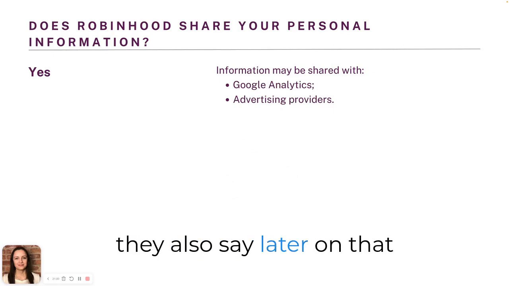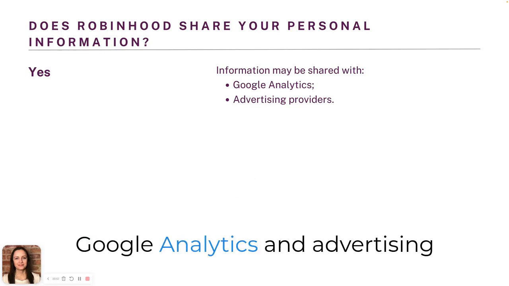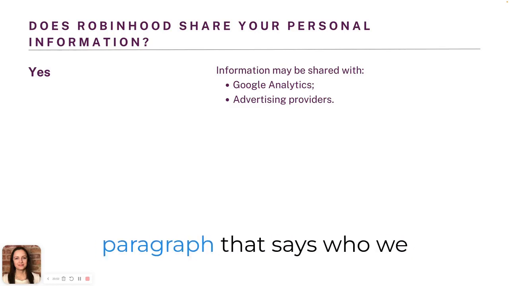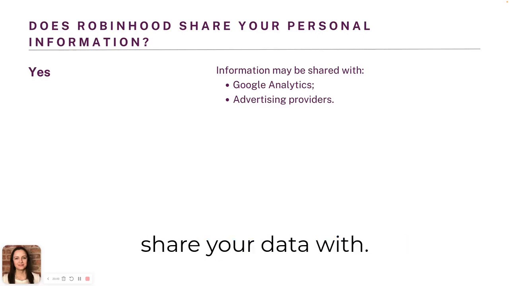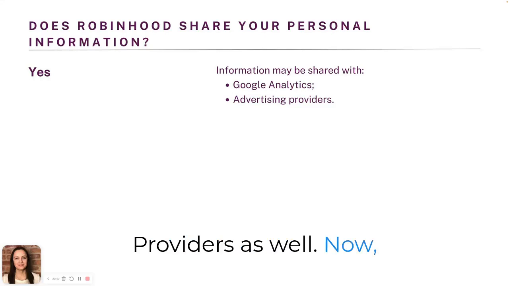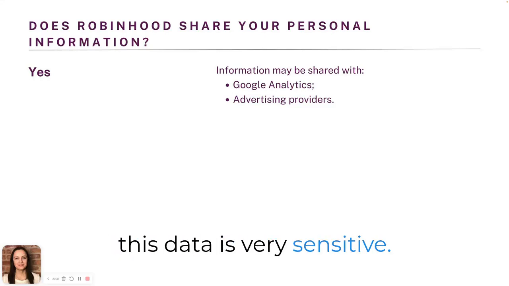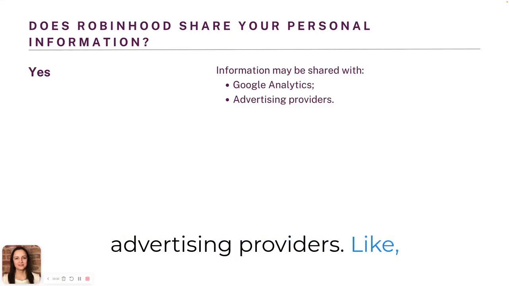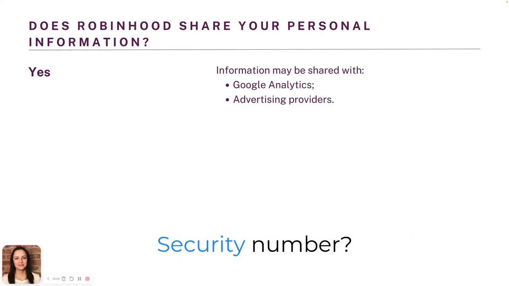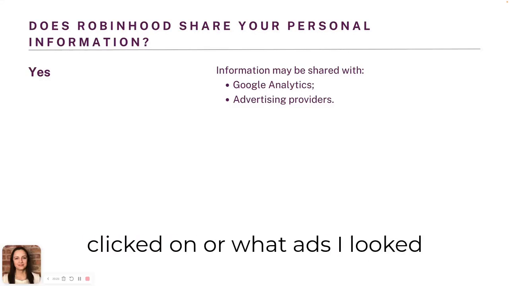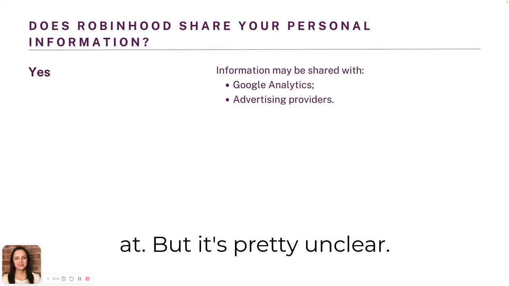They also say later on that information could be shared with Google Analytics and advertising providers. So I'm not exactly sure why they don't state this in the paragraph that says who we share your data with. They say it under cookies and tracking, but they do share the data with Google Analytics and advertising providers as well. Now, this may be an issue because this data is very sensitive. It's financial data. They don't say exactly what data is being shared with these advertising providers. Like, are they sharing my account numbers or my social security number? Or are they just sharing what pages I clicked on? It's probably just what pages I clicked on or what ads I looked at, but it's pretty unclear.